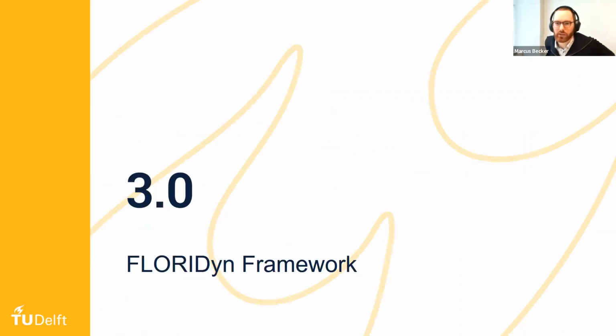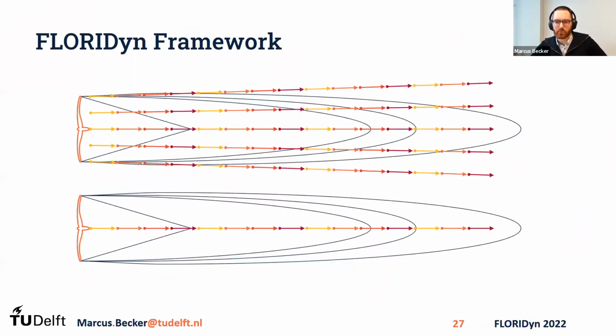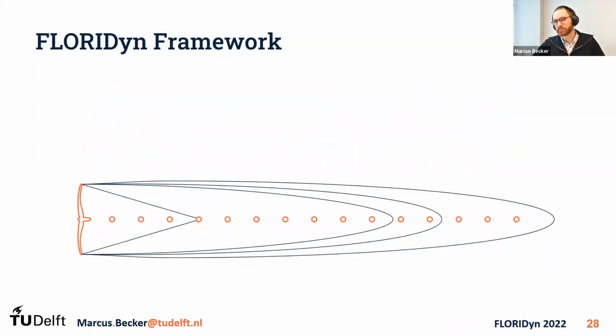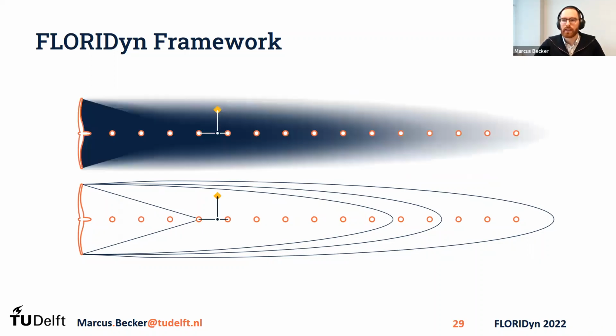This leads then to the final stage, or the current stage. I wouldn't say final, but the current stage of the FLORIDyn model, which is the FLORIDyn Framework. What we've done with the framework is we've taken the major negative point of the last model, which is the large number of observation points, and reduced it to its absolute minimum, which is 1 row of observation points. This row of observation points is now traveling down the center line and extrapolates from its position.